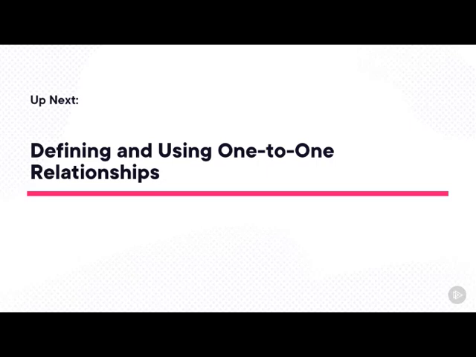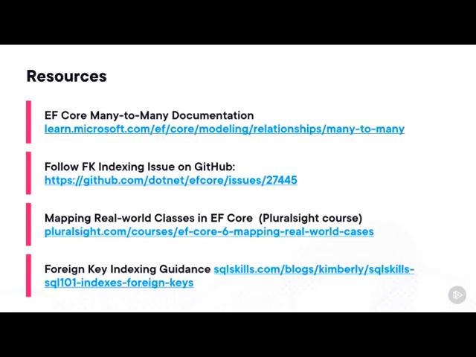Here are a number of resources that I've mentioned in this module, including more information on mapping many-to-many relationships and links to some more information about creating indexes for foreign keys if you're interested in learning more about why migrations only created an index on one of the columns in our join table.